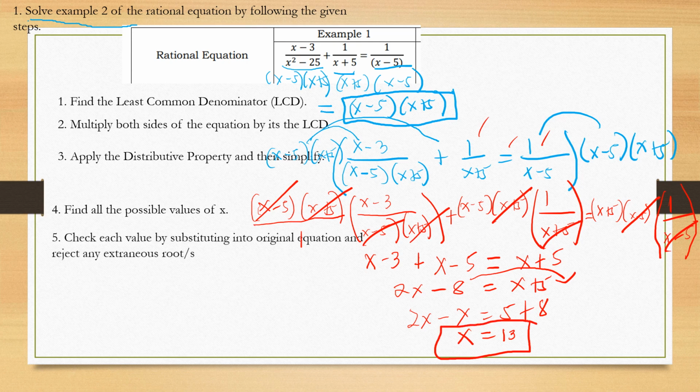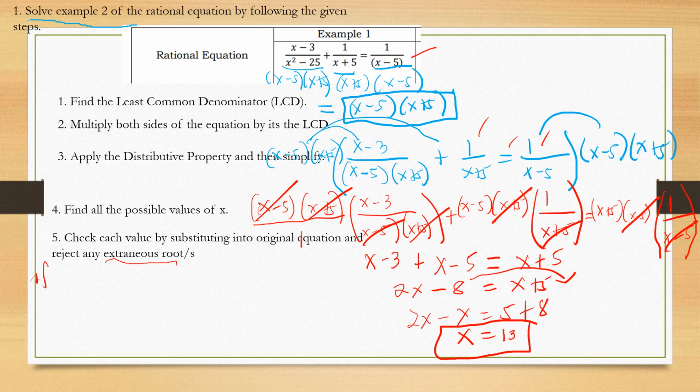Last step is to check whether the value by substituting into original equation and reject any extraneous roots. Extraneous roots, ito kasi yung mga roots na although nakuha natin siya through solution, when we substitute it to the original given, hindi nagsasatisfy doon sa original equation. So let us check if 13 is really a solution or an extraneous root.